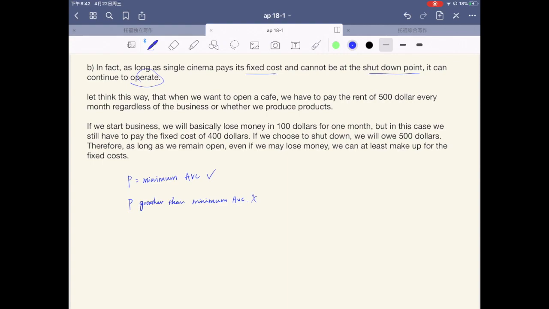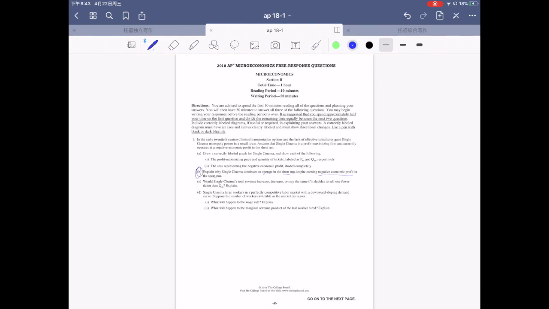And let's think about it this way. When we want to open a cafe, we have to pay the rent of $500 every month, regardless of whether we produce products. If we start business, we will lose $100 for one month. But in this case, we only have to pay the fixed cost of $400. If we choose to shut down, we will owe the $500. Therefore, as long as we remain open, even if we lose money, we can at least make up for part of the fixed cost. So that's the answer for part B.